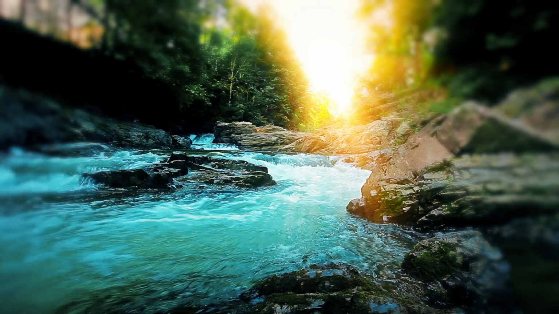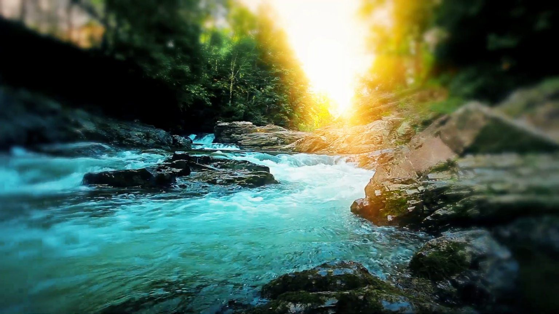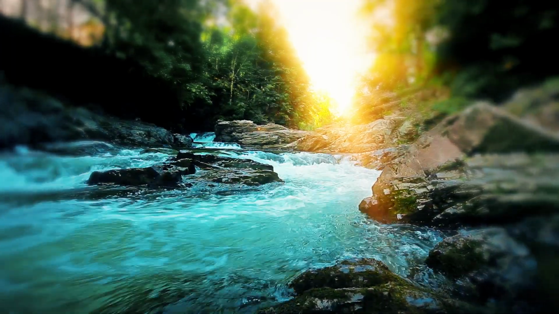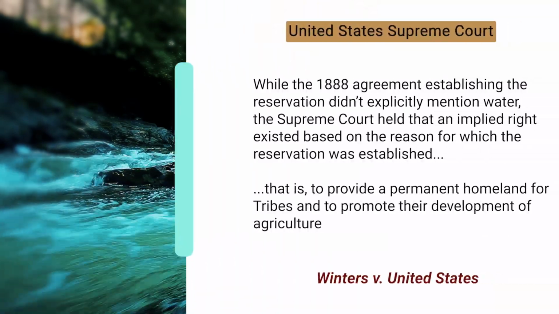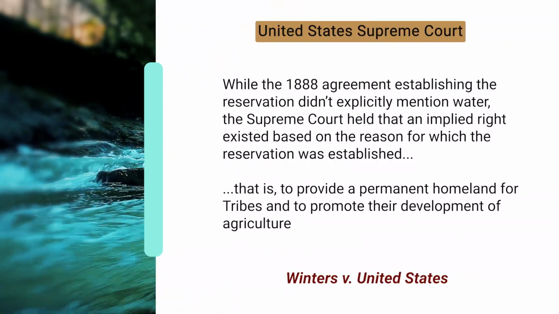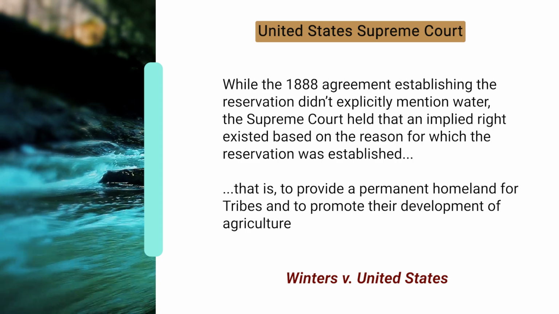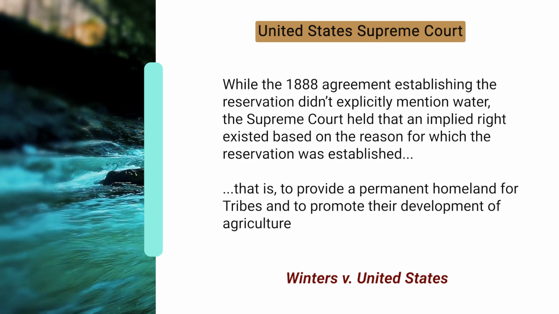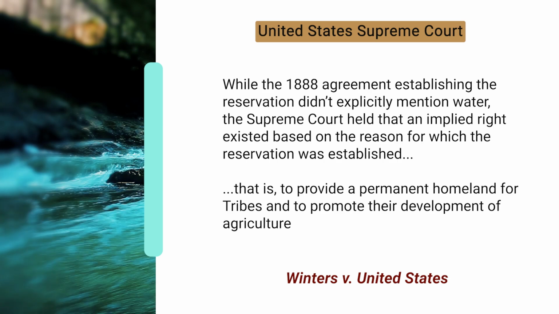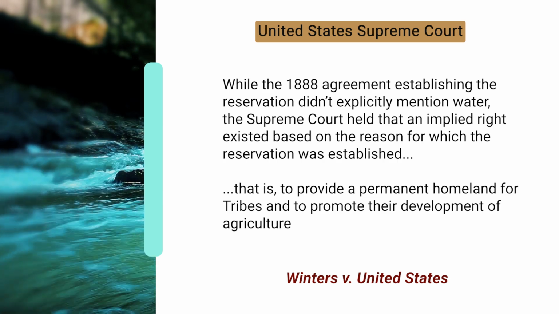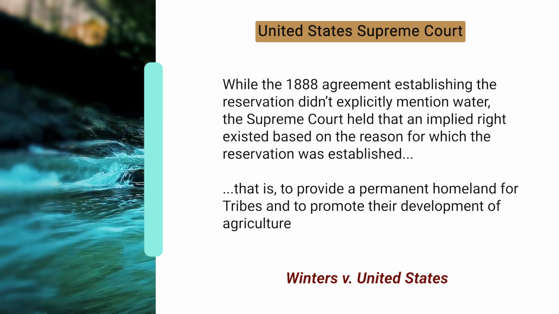At issue in the case were the upstream irrigation works of non-Indian farmers, which had prevented the downstream flow of water to tribes on the Fort Belknap Reservation. While the 1888 agreement establishing the reservation didn't explicitly mention water, the Supreme Court held that an implied right existed based on the reason for which the reservation was established, that is, to provide a permanent homeland for tribes and to promote their development of agriculture.